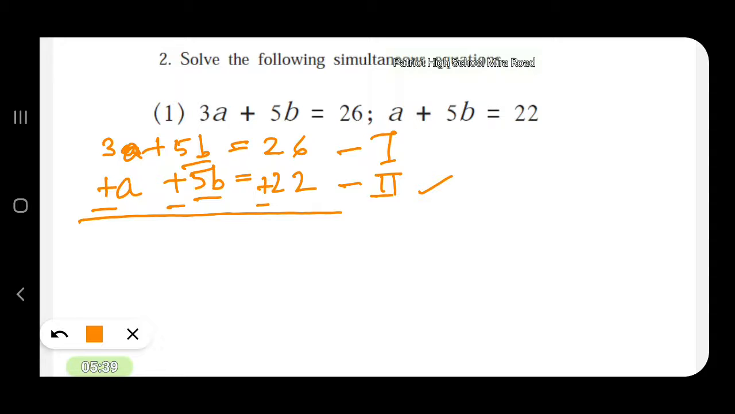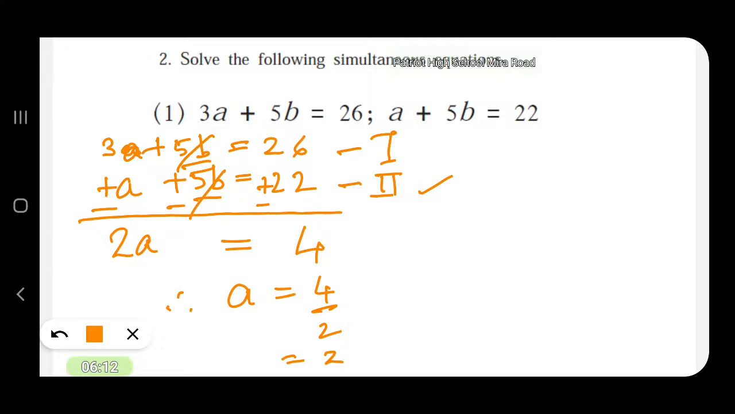Now subtracting, 26 minus 22 will be 4, and 3a minus a will be 2a. These quantities 5b minus 5b will be 0. Therefore 2a is equal to 4. Therefore a is equal to 4 upon 2, which is equal to 2. So we have a is equal to 2.